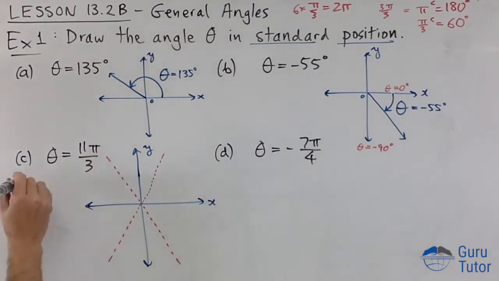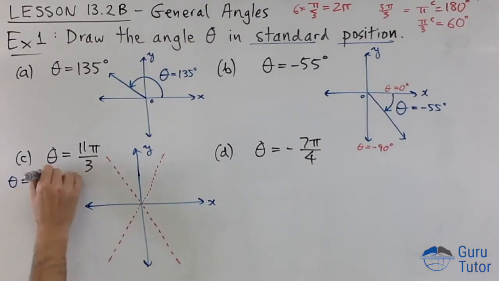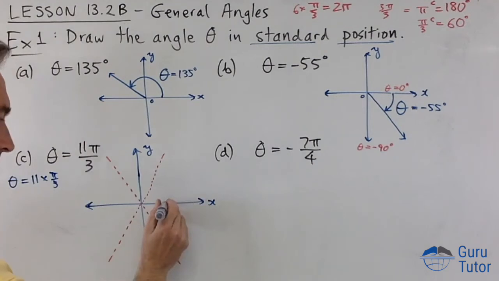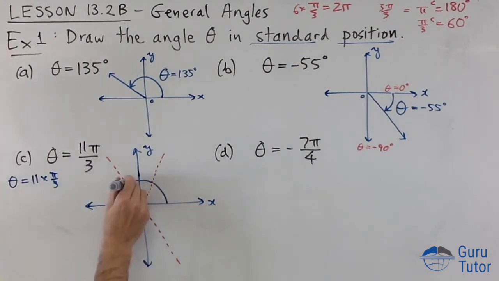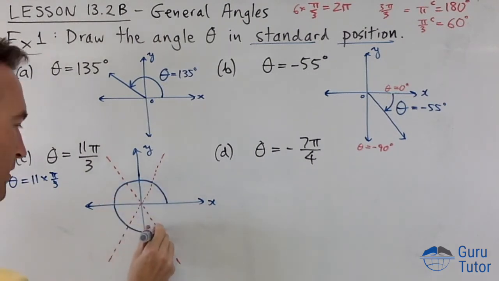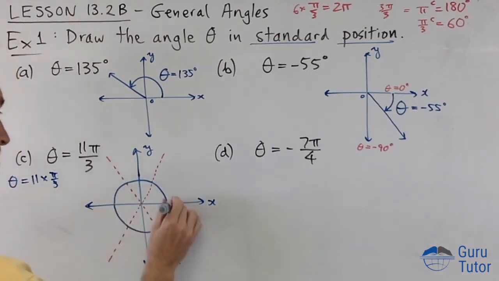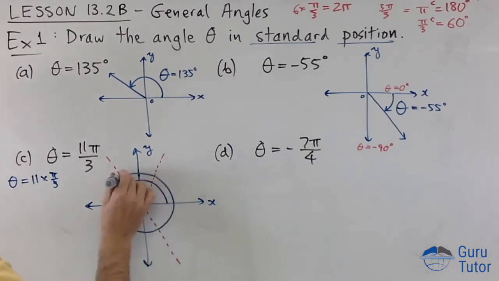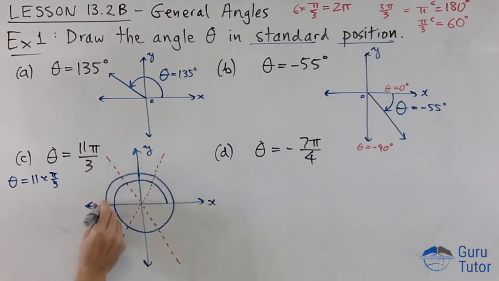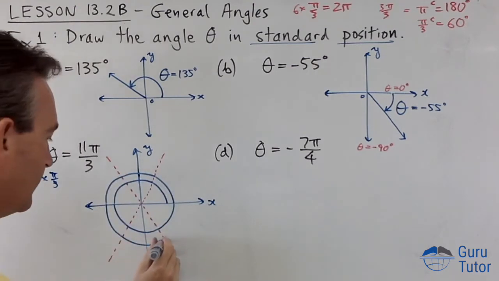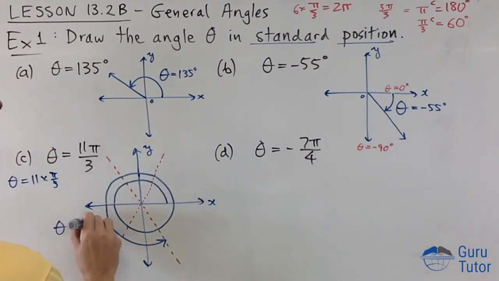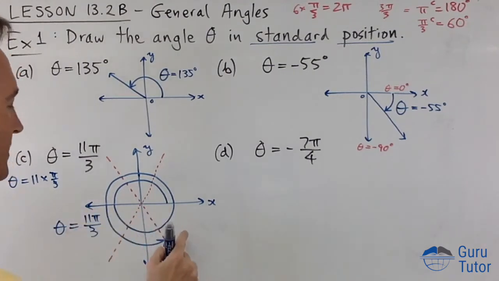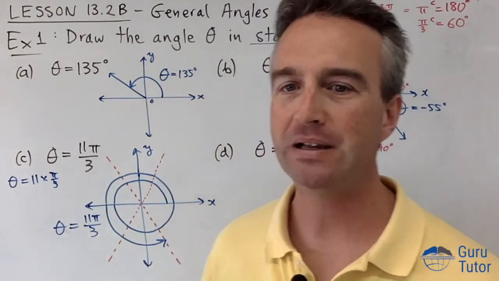So think of it like this. Theta is 11 times pi over 3. So let's start. Starting here. Pi over 3, 2 pi over 3, 3 pi over 3, 4 pi over 3, 5 pi over 3, 6 pi over 3, 7 pi over 3, 8 pi over 3, 9 pi over 3, 10 pi over 3, 11 pi over 3. There it is. Theta is 11 pi over 3. It is in the fourth quadrant. Okay, that is the best way to think of that.